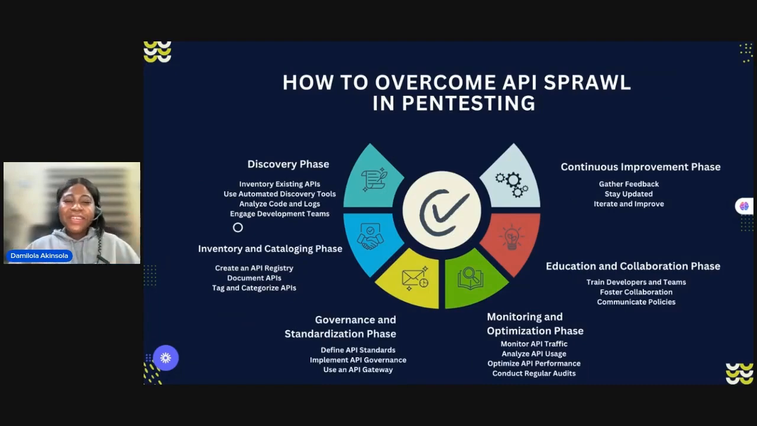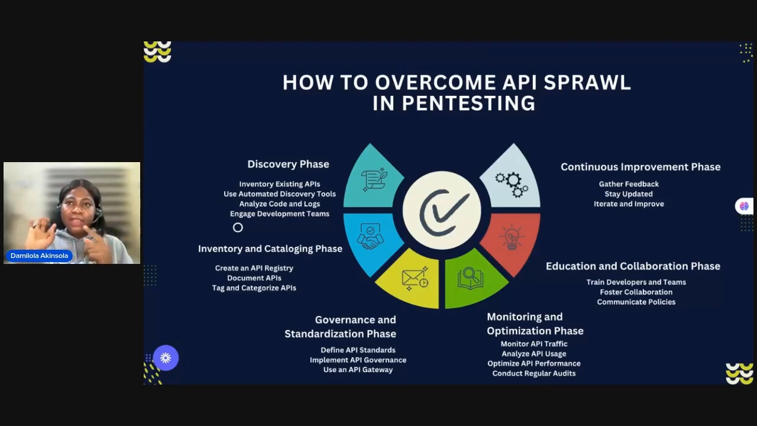Now, to the bone of contention, why are we here today? Of course, to talk about API sprawl, but we also need to look at how to overcome API sprawl because, like I said, I'm not just going to leave you hanging, tell you that you have API sprawl and then you can just go. No. So I'm here to break it down to you step by step how you can actually overcome API sprawl in pen testing. And I have done a breakdown of this in phases. So we have 6 phases here, from the discovery phase to inventory, governance, monitoring, education, continuous improvement phase. And under each phase, we have steps we can actually take to deal with API sprawl.